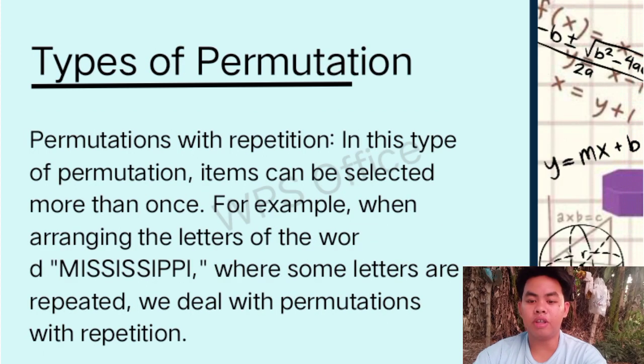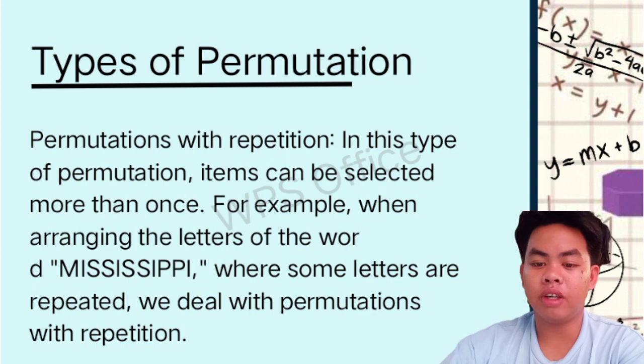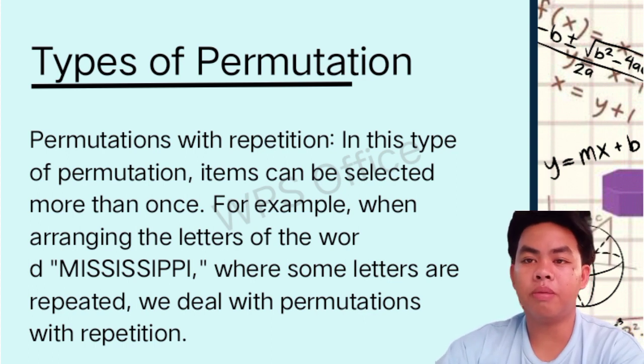Types of permutation. Permutation with repetition: in this type of permutation, items can be selected more than once. For example, when arranging the letters of a word where some letters are repeated, we deal with permutation with repetition.